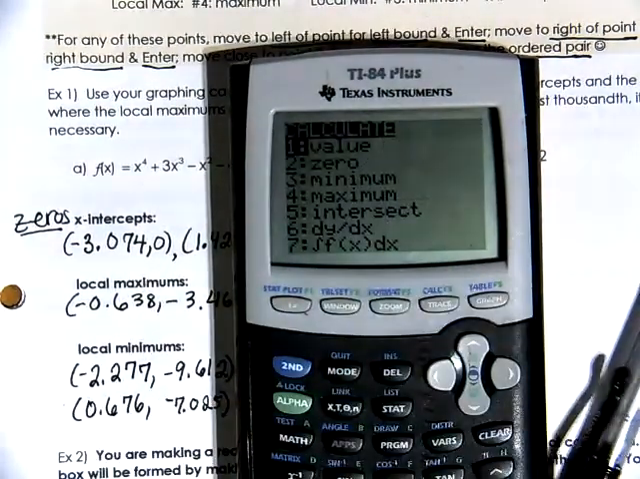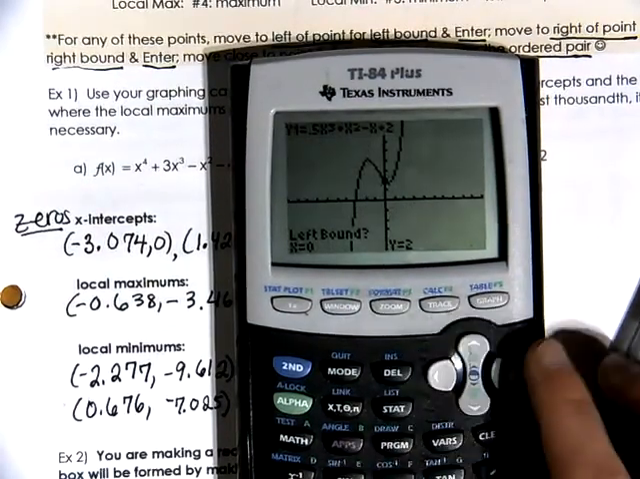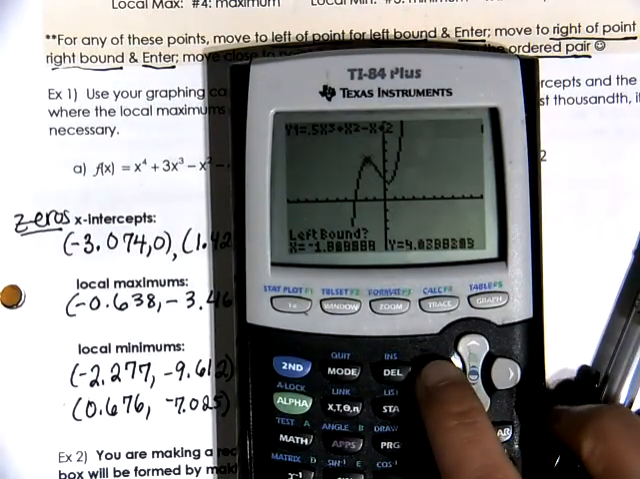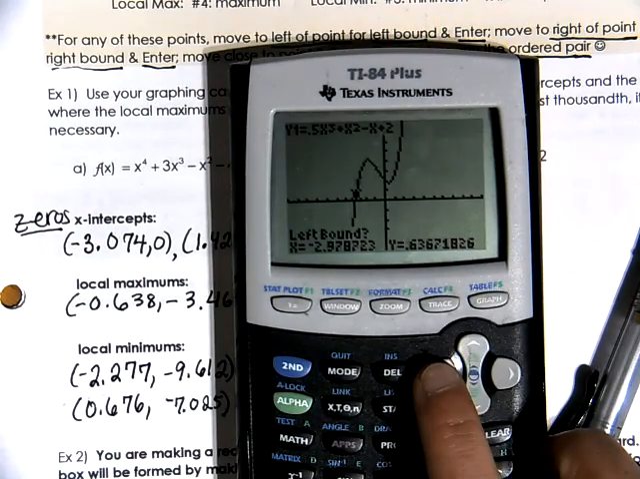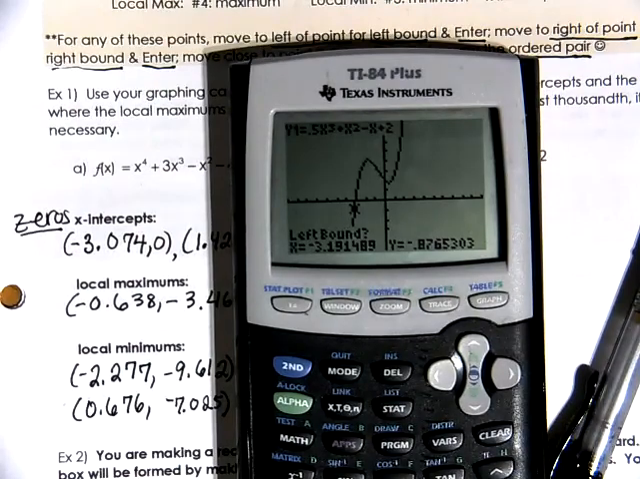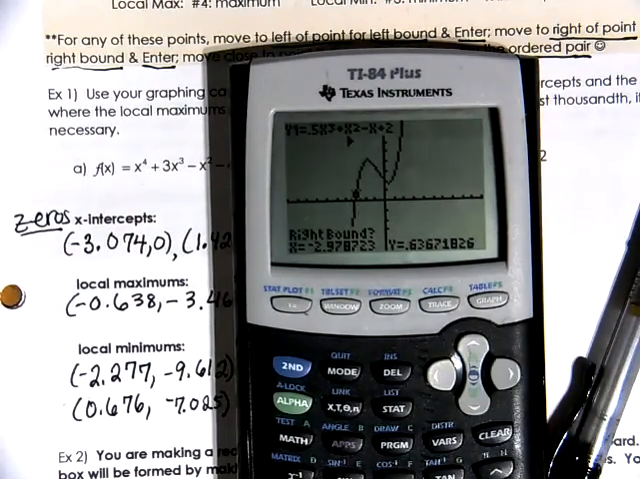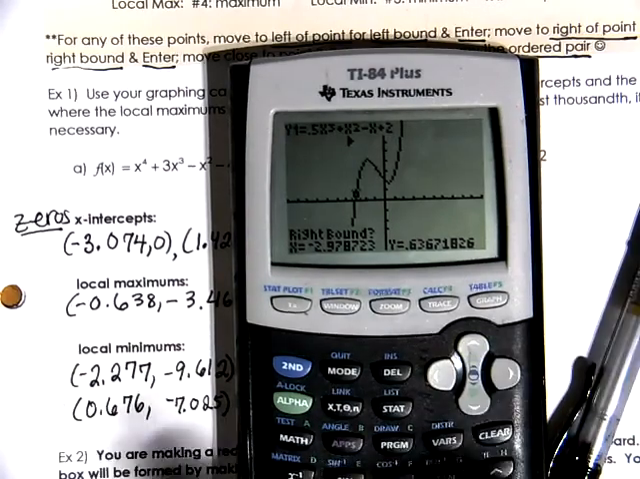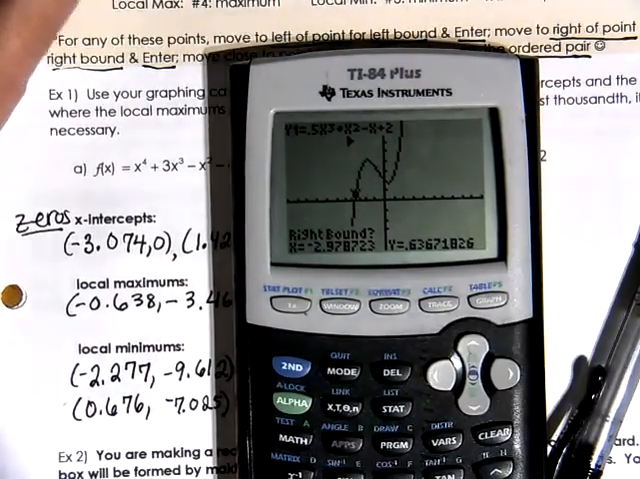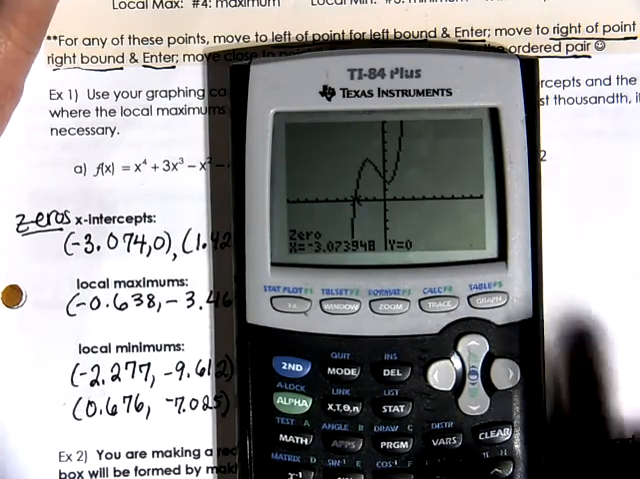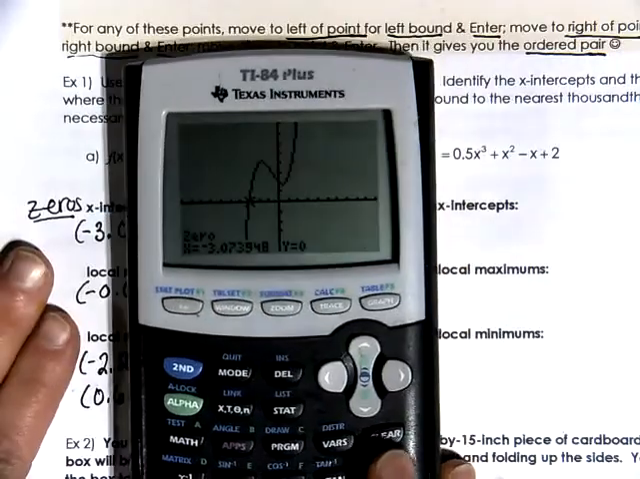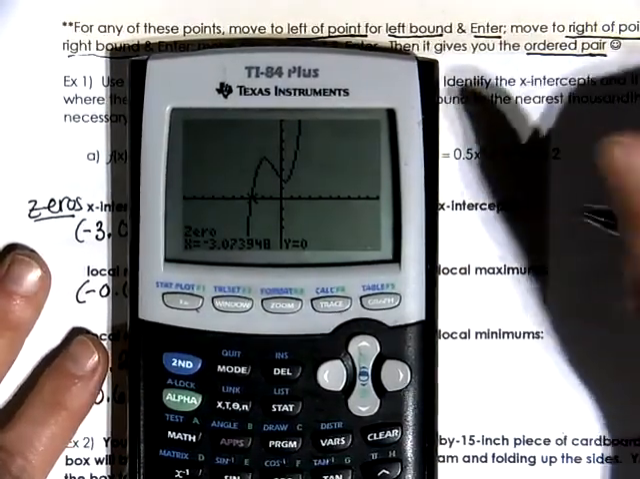So I'm going to press second trace, and I'm going to go down to 0, and I'm going to identify my x-intercept. And in this problem, I only have one x-intercept. And so I'm really going to pay attention to my y values. So here's my left bound, so 0.63. Oh, I didn't make it. So I'm going to call that value my left bound, enter. I'm going to press the right arrow one time, and now my cursor is above the x-axis, and I'm going to press enter. That's my guess, so I'm going to call enter again and end up with -3.074.